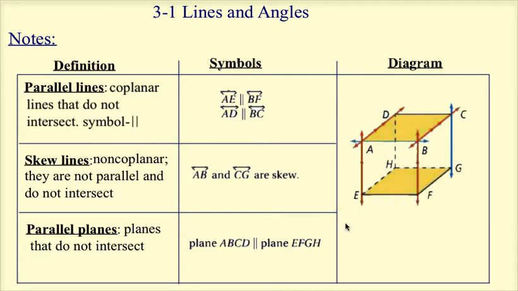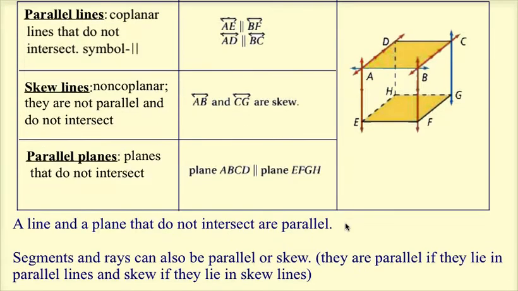Okay, another thing that we should remember is that a line and a plane that do not intersect are going to be parallel. So let's look at the plane at the bottom, EFGH. This line AB, if they do not intersect, they have to be parallel. So this line and the plane on the bottom are parallel to each other.